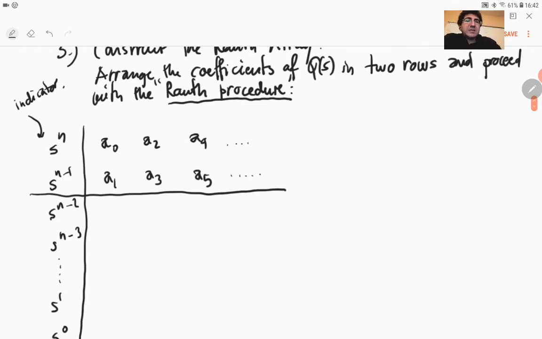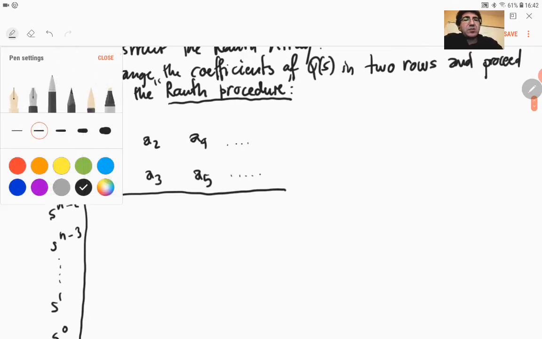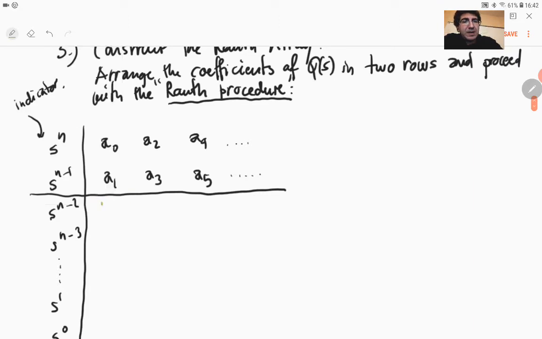So what we do is we have coefficients here that we need to calculate. Okay, so we will have b1 here, b2 here, b3 here. And in order to calculate b1, we will basically have a multiplication over here. So b1 will be given by a1 a2 minus a0 a3, divided by a1, the coefficient over here.